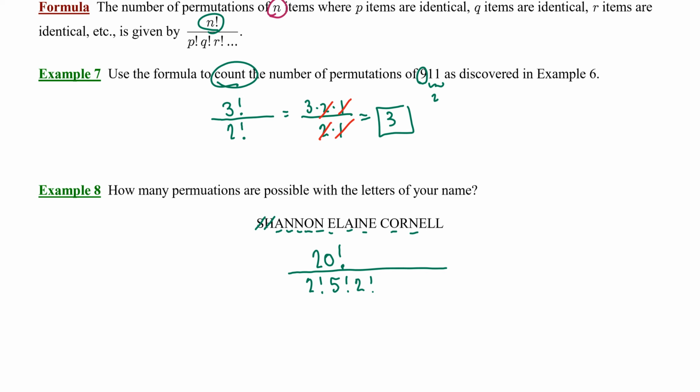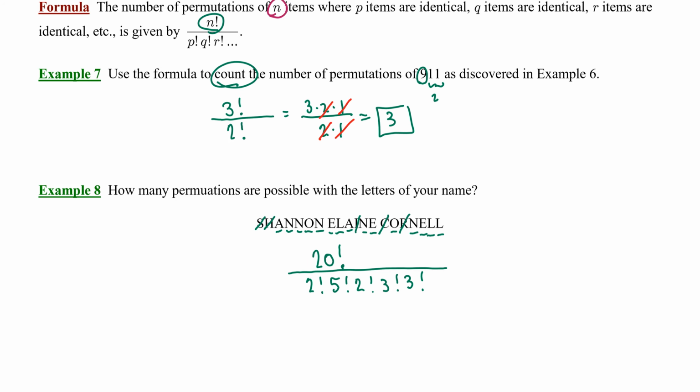I have 1, 2, 3 E's, so I need a 3 factorial there. There are 1, 2, 3 L's, 3 factorial there. There's only 1 I, so I don't have to worry about that. 1 C and 1 R.